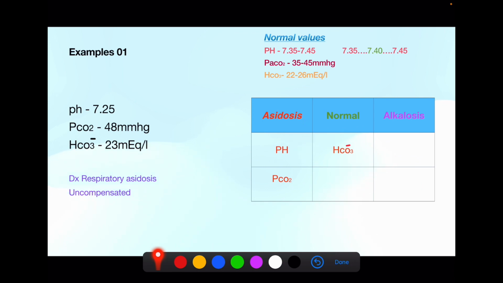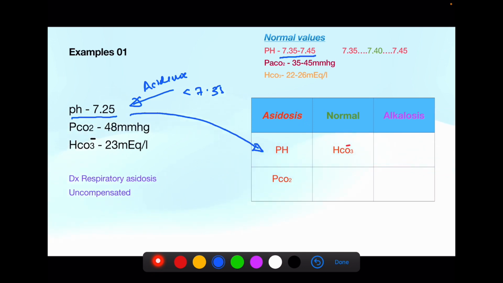You have to understand the pH in this patient is 7.25. You know your normal pH value is 7.35 to 7.45. If it is less than 7.35, we call this definitely acidemia, right? Due to that, we can put the pH into the acidosis column like I did.